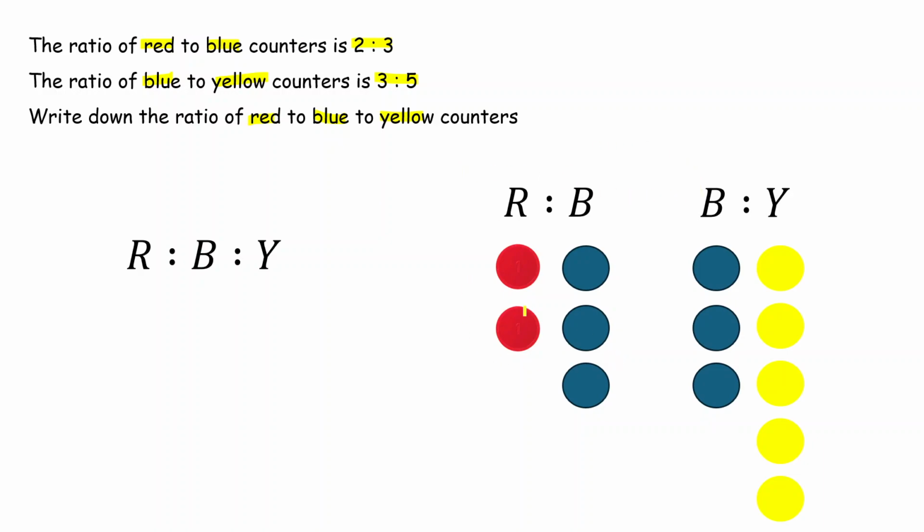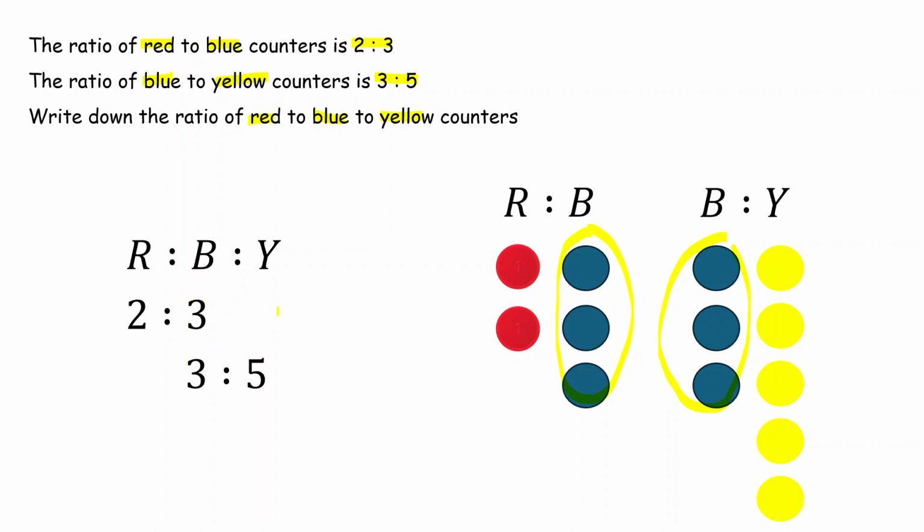If we look over here again, we've got red to blue, we can see is 2 to 3. And blue to yellow was 3 to 5. And I want red to blue to yellow. But you can see here, for every 3 blue counters, I've got 2 red, and because the blue is staying the same for every 3 blue, the blue parts are both 3 here, which is really, really important. Okay, it's 3 and 3.